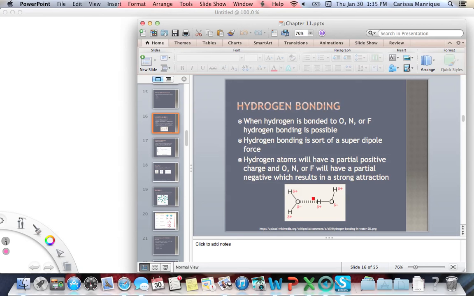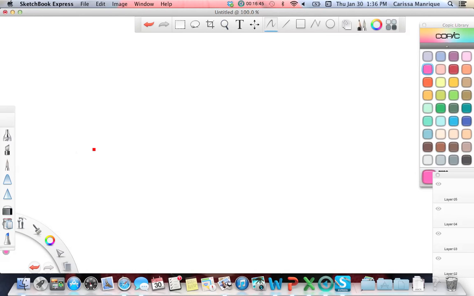So what it is, hydrogen's not very electronegative, okay? But oxygen, nitrogen, and fluorine, those are your three most electronegative atoms on the periodic table, okay? So they're very electronegative, so they get the partial negative. Hydrogen's pretty electropositive, so you get your partial positive, and so they're highly attracted to each other, and they give you a special sort of, like a super dipole.